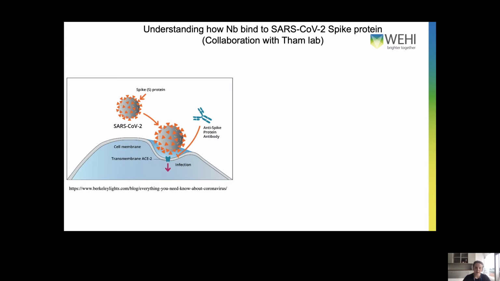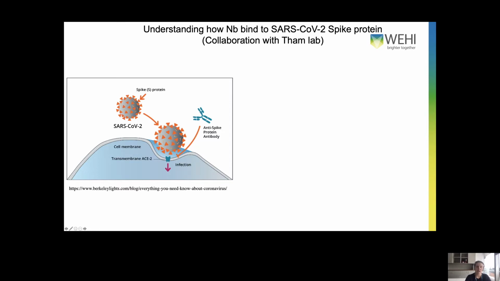So living through this pandemic, you'll probably already know that SARS-CoV-2 is an envelope virus. It has spike protein on its surface, and it uses those spike proteins to interact with the ACE2 receptor that is embedded in the membrane of the cell. Once this interaction happens, the virus can enter the cell and start the infection.